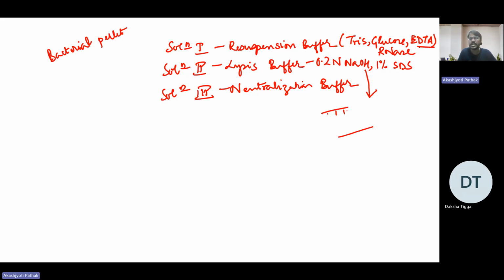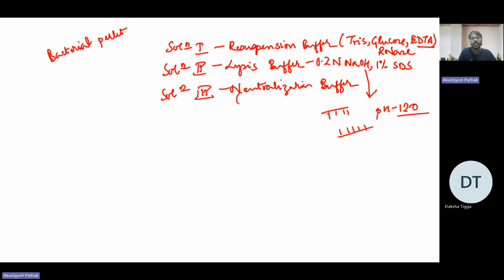The 0.2 normal NaOH will separate the two strands of DNA. It will convert the double-stranded DNA into single-stranded DNA; it will denature the DNA. So once you add 0.2 normal NaOH, it will denature both the chromosomal DNA and the plasmid DNA. At high pH, around pH 12.0, this will happen.